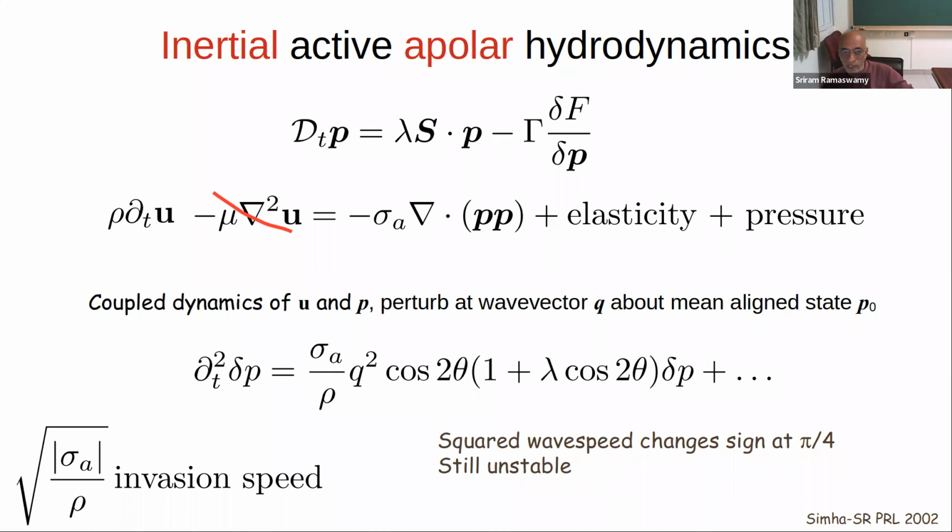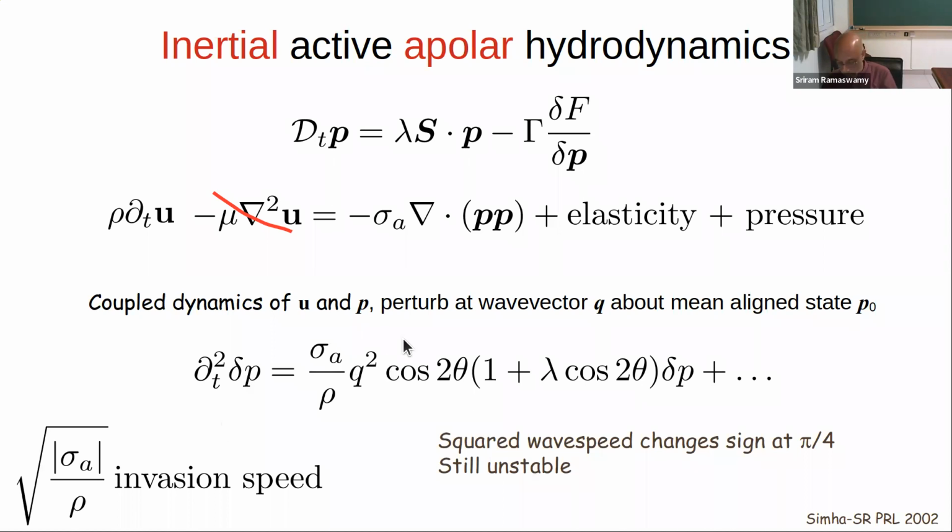Once you include the density, there's an invasion speed of the active instability, schematically proportional to the square root of the active stress over the density. Remember, stress over density has units of speed squared. So this is an invasion speed of the instability.